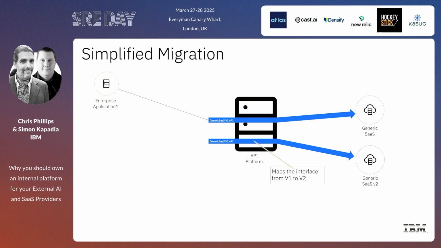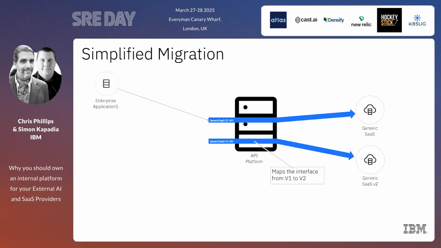But if you could then do a hybrid interface conversion point inside the API, allowing you to map the interface from the V1 to V2, this means those applications don't need to change. This is a value that your platform team is providing with this API platform. This simplifies the moving of external systems.